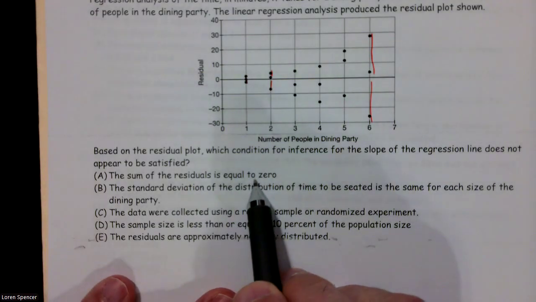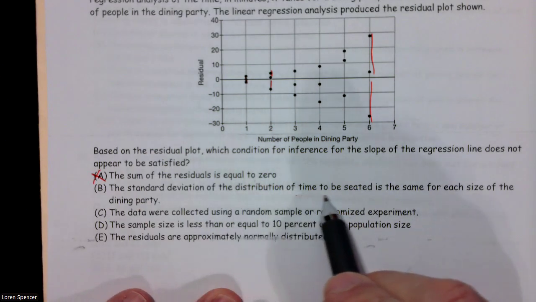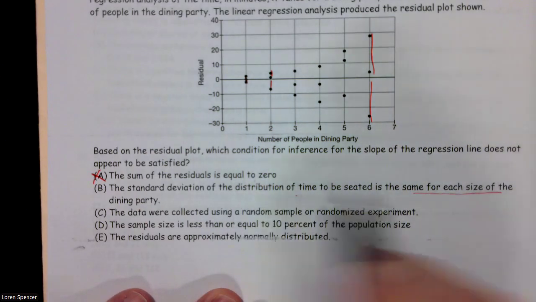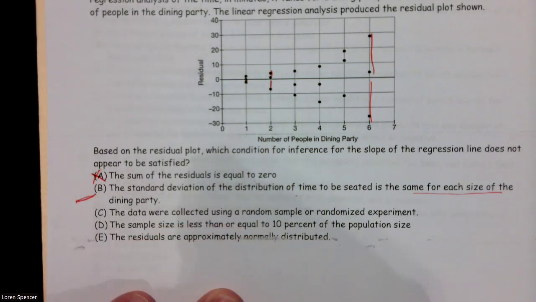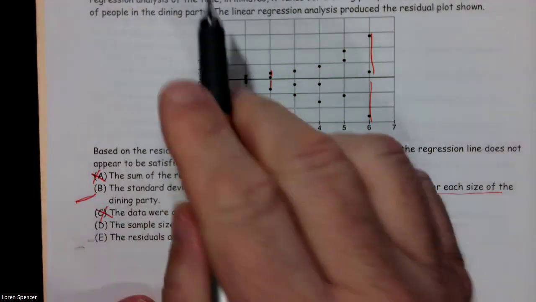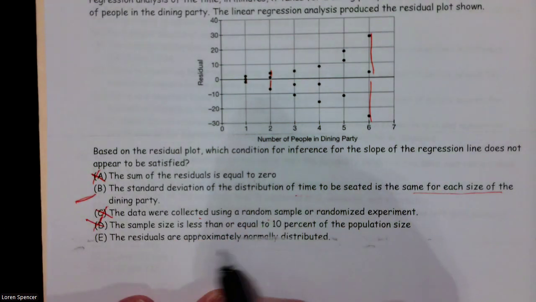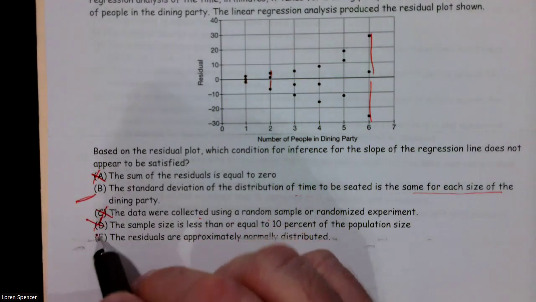All right. The sum of the residuals is equal to zero. No, that's always the case. The standard deviation of the distribution of time to be seated is the same for each size of the dining party. I like that. The data were collected using a random sample. No, they already said that. The residuals are approximately normally distributed. We don't know that. That's not what it shows.